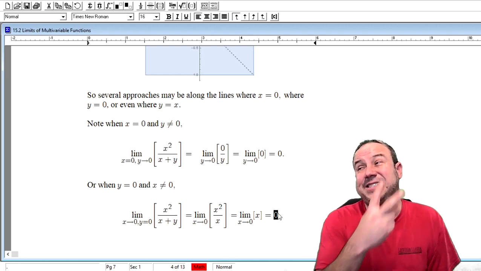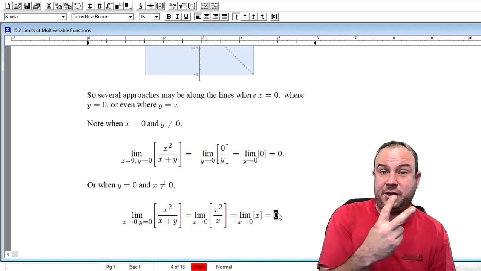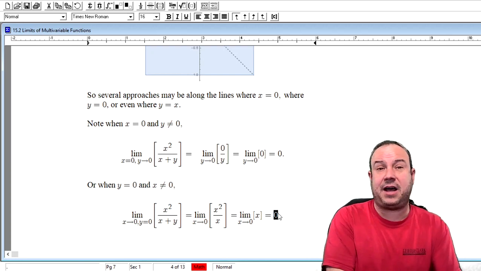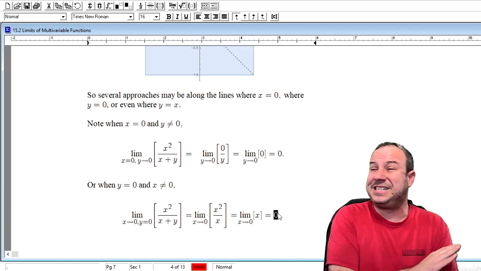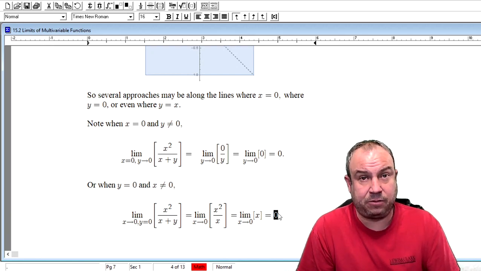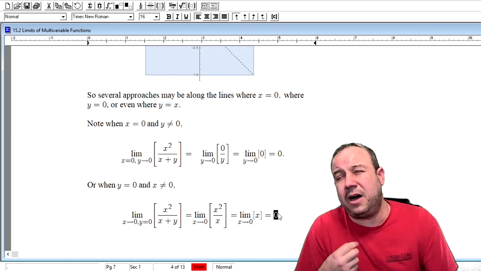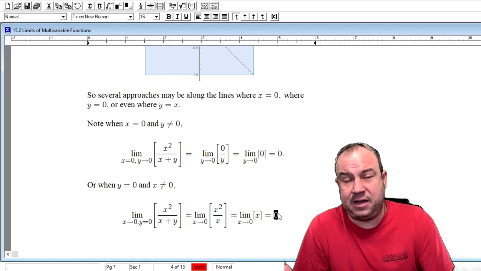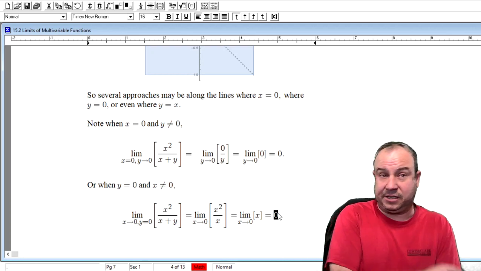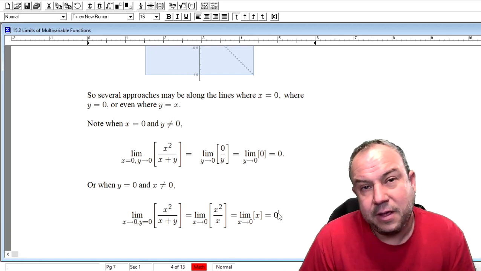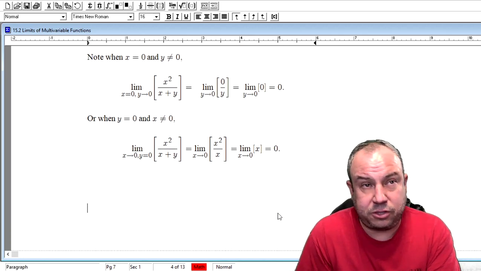It gives us a second piece of information that says, hey, this limit could potentially be 0 in value. But, folks, it's not enough information to conclude that it is indeed 0. Two of an infinite number of approaches is nowhere near enough information to conclude that it is equal to 0 in value. You might consider a third approach.